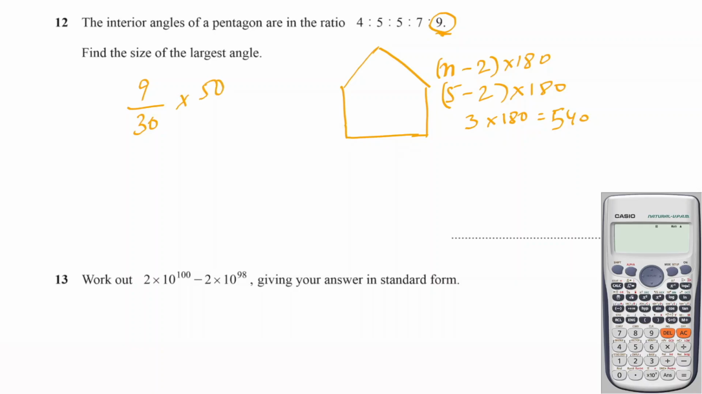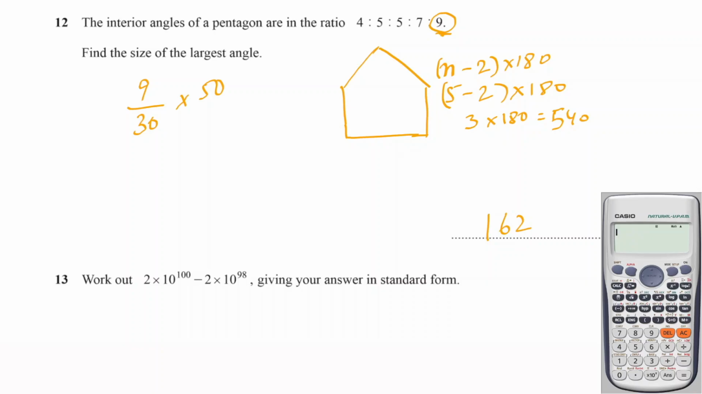So let's use our calculator to calculate it. 9 times 540 divided by 30, that gives you 162. So 162 is the largest angle.